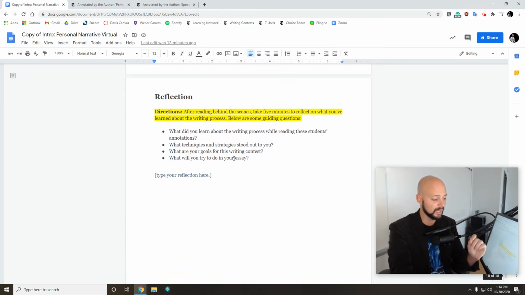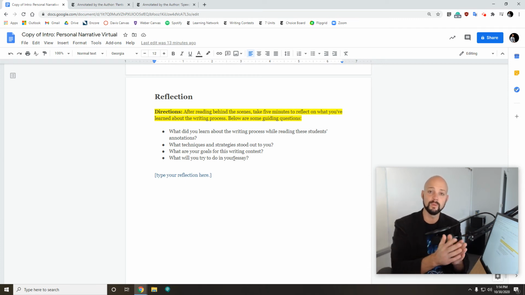Now, when you get to the end, scroll down to the last page, and don't forget about this part right here. You need to reflect on what you have learned. We have had the rare glimpse of reading behind the scenes, of peeking behind the curtain to see the writing choices that good writers make. So reflect about what you've learned through this whole thing. What did you learn about the writing process while reading these students' annotations? What techniques and strategies that they used stood out to you?